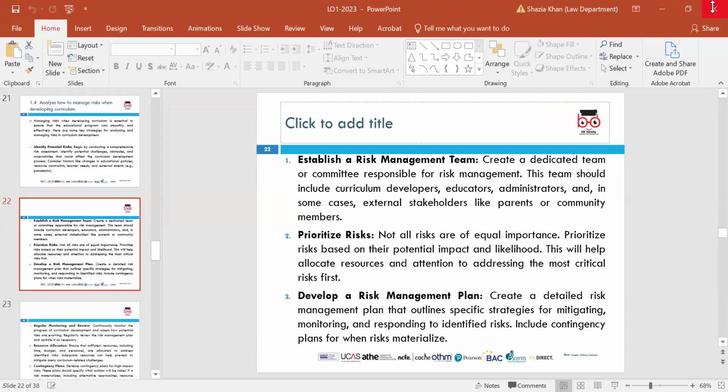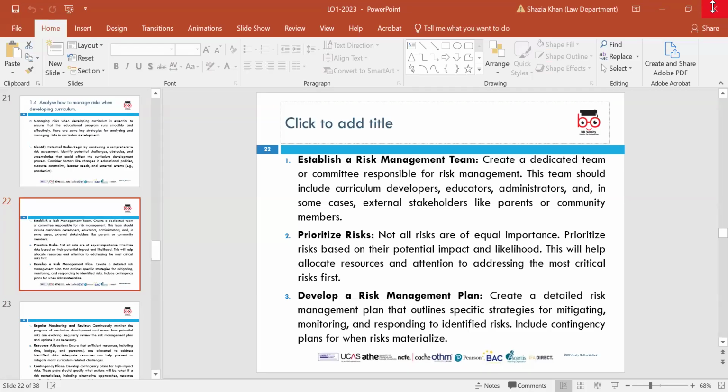Establish a risk management team. Create a dedicated team for risk management. The team should include curriculum developers, educators, stakeholders, parents, community. So it identifies that you've got a team in place that is able to manage risk.